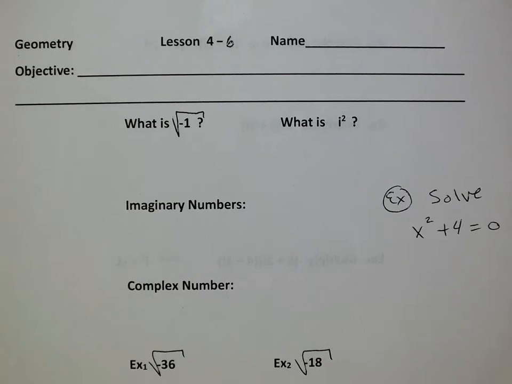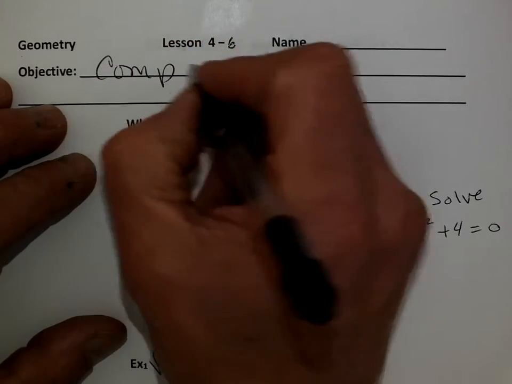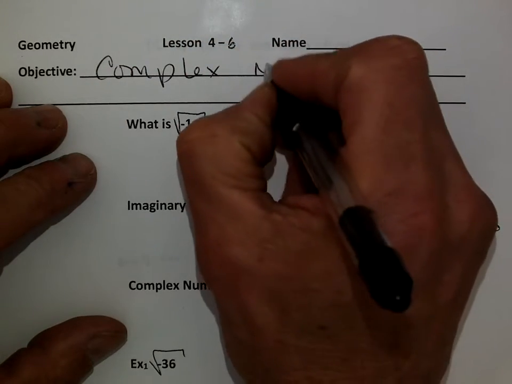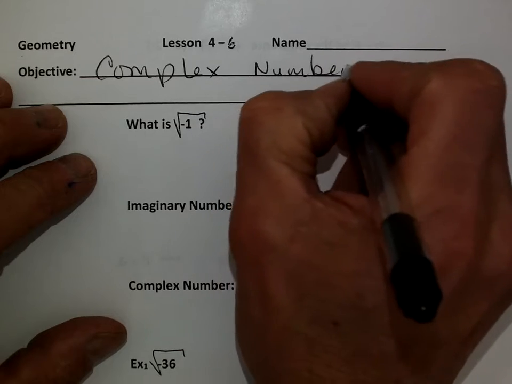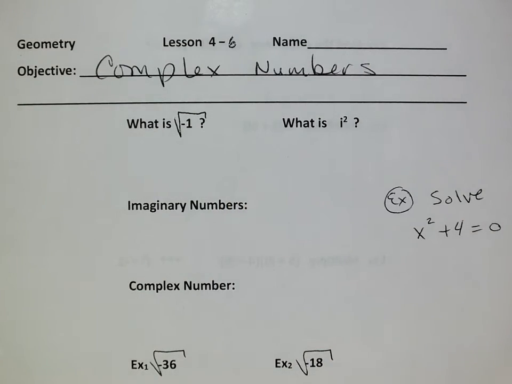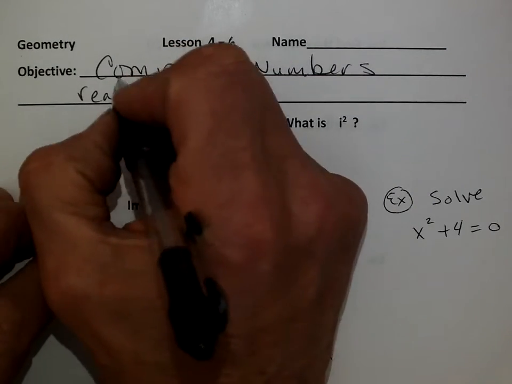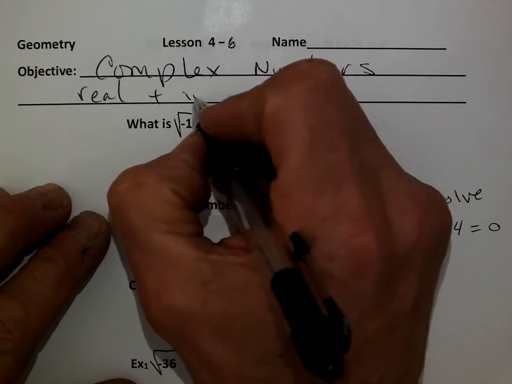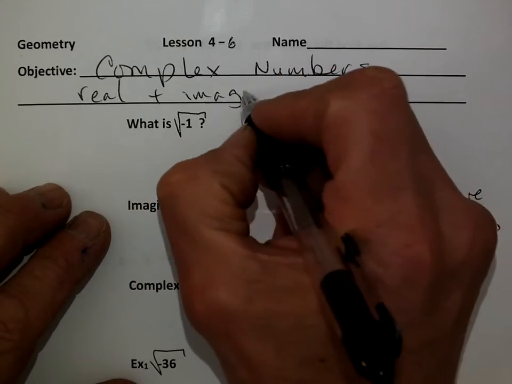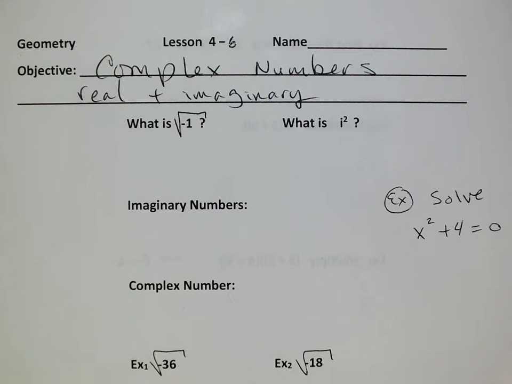So today what we want to talk about specifically is complex numbers. Okay, what a complex number is simply this. It is a real number plus an imaginary. A complex number is a real number plus an imaginary.